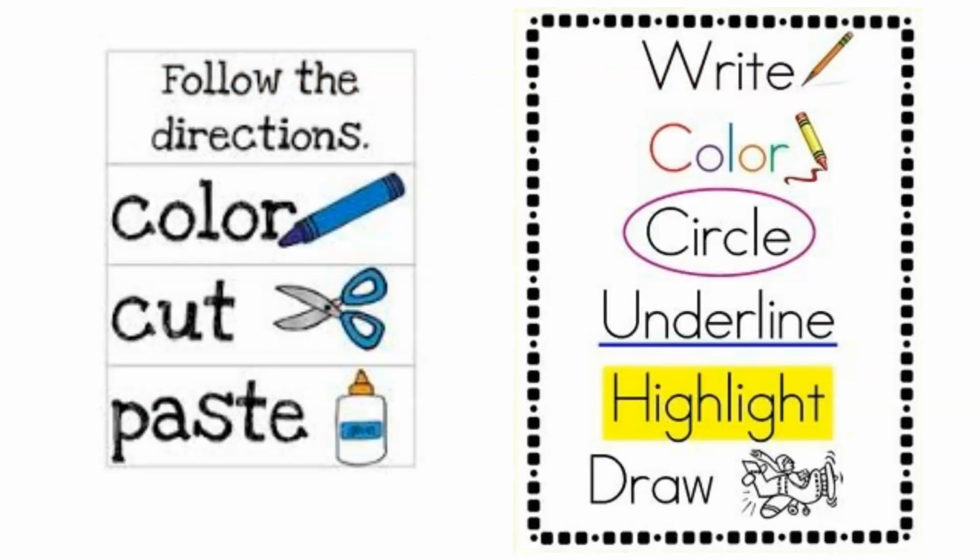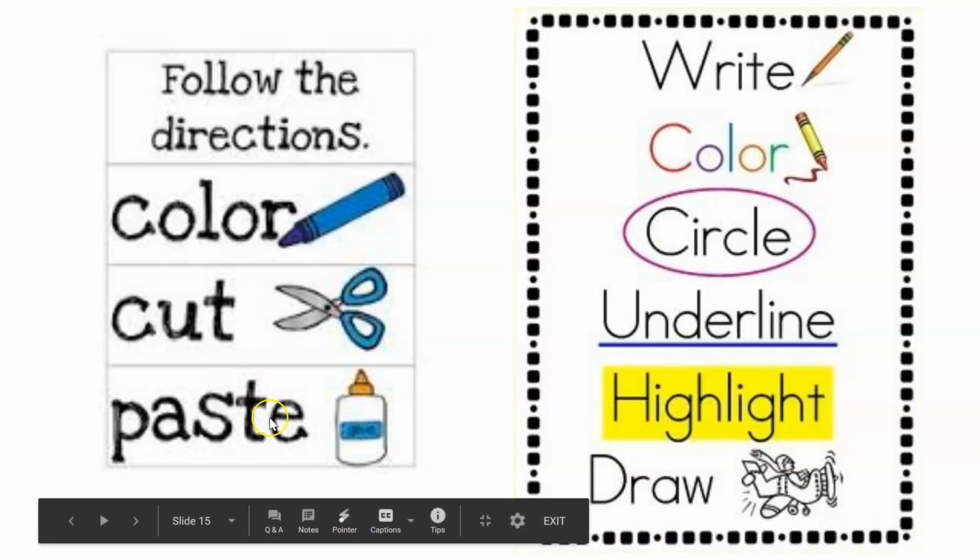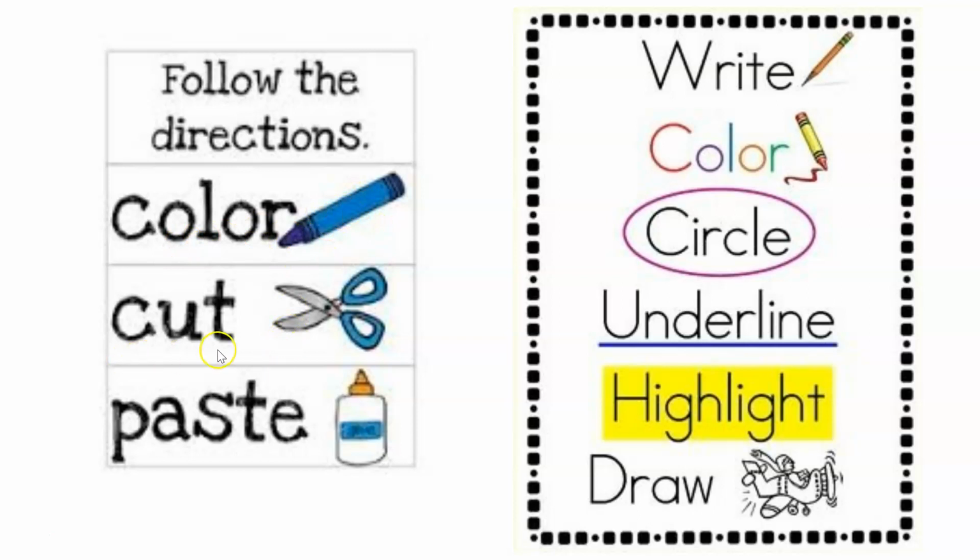So these are anchor charts of visual directions. And so if you wanted a student to color, you might point to this word and say color. So then they know to use a crayon, or cut, or if they need to circle something or underline something.